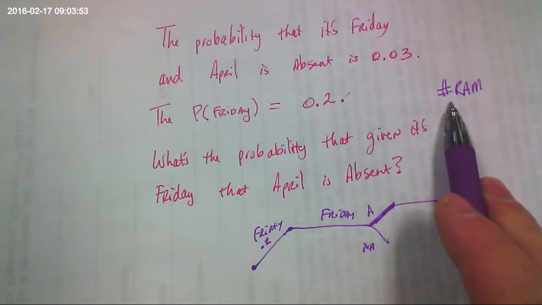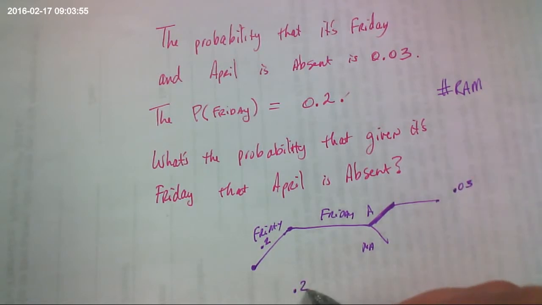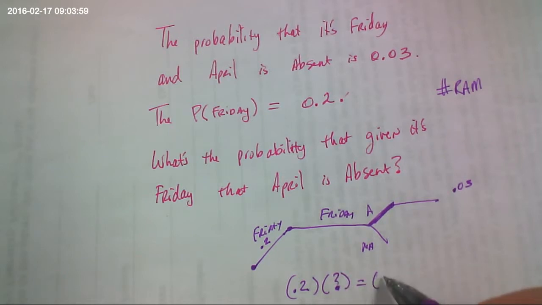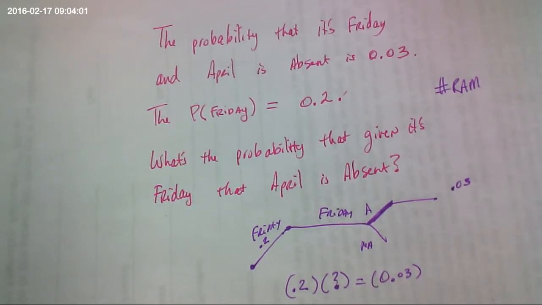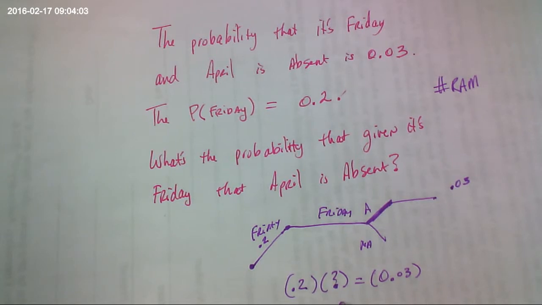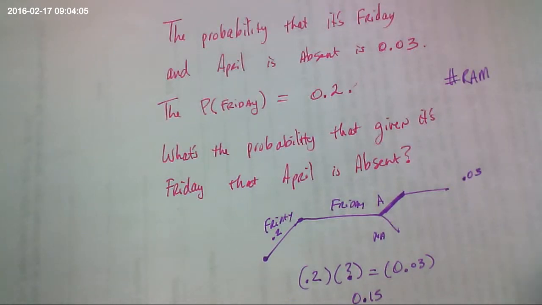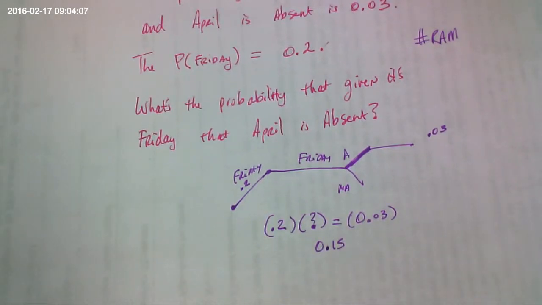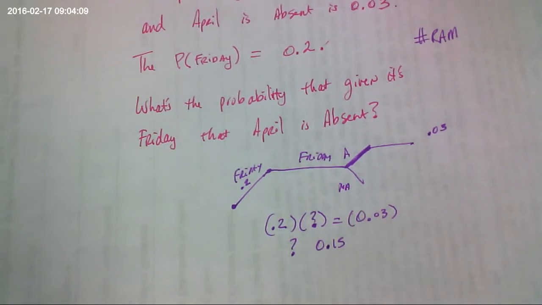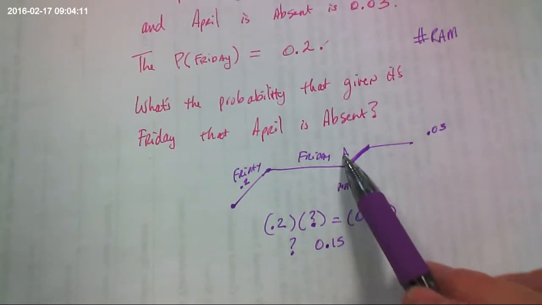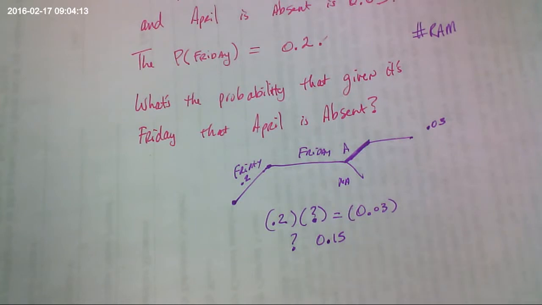No RAM. 0.2 times the thing you don't know is how you get the 0.03. So you have to divide, and I think it's 0.15. That's the thing you don't know. So the probability that she's absent, given that it's Friday, is 0.15. So 15% of the time, she's absent, given that it's Friday.